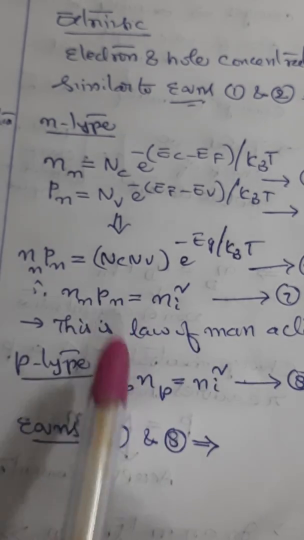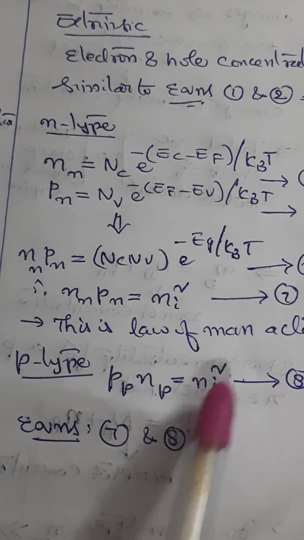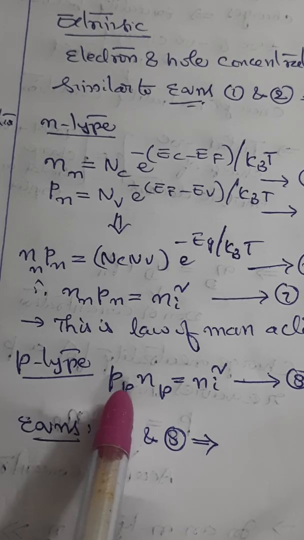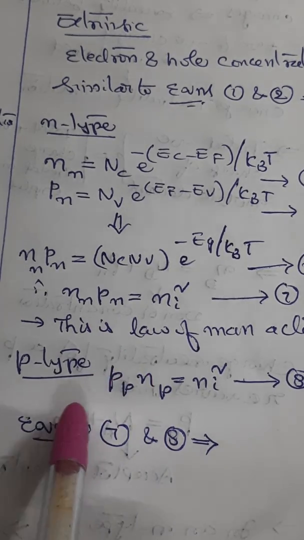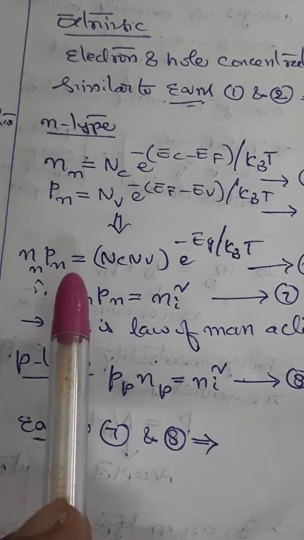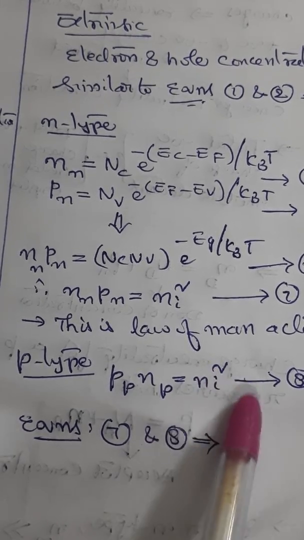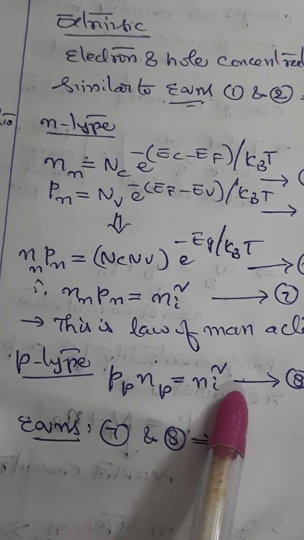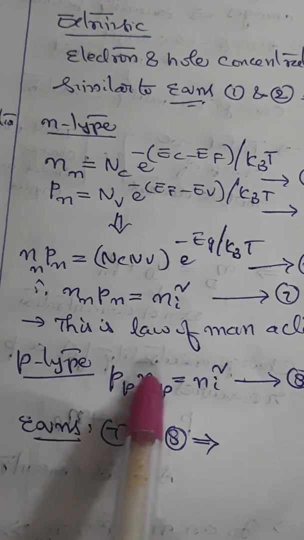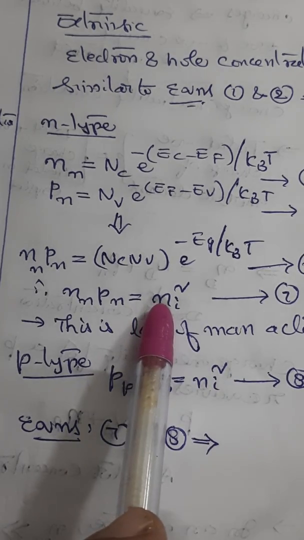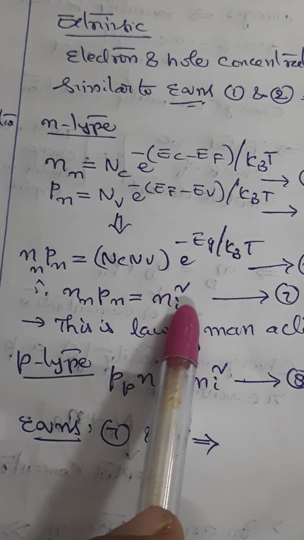So if you look at these two equations for N-type and P-type, equations 7 and 8, what do they imply? They imply that the product of majority and minority carrier concentrations in an extrinsic semiconductor at a particular temperature is equal to the square of the intrinsic carrier concentration at that temperature. See, Nn Pn equal to Ni square, Pp Np equal to Ni square. What is Ni? Ni is nothing but the intrinsic carrier concentration. Ni square means the square of the intrinsic carrier concentration.